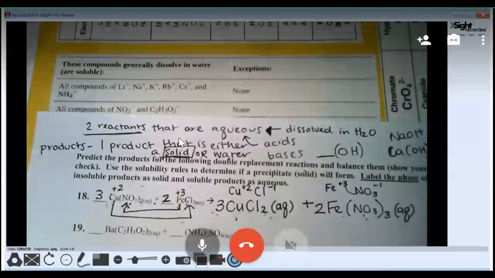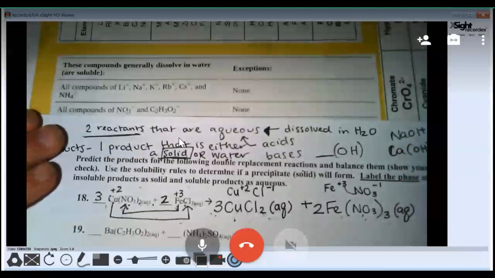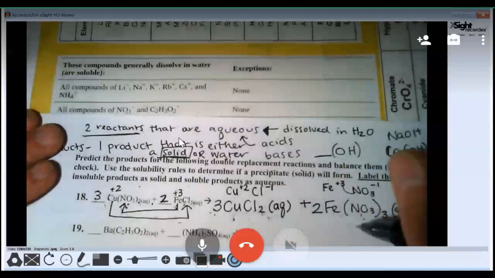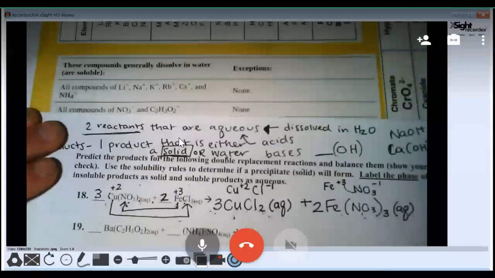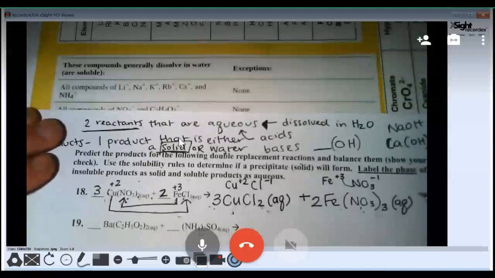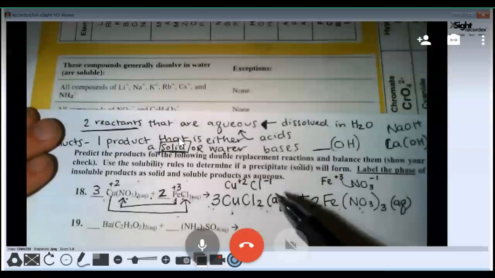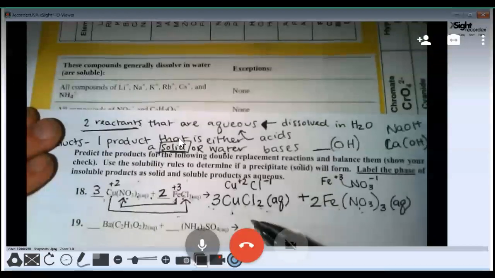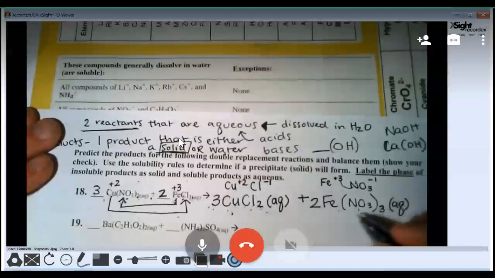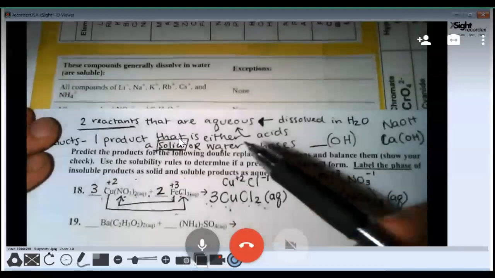Okay, so aqueous does not mean that a product is water. Aqueous means that something's dissolved in water. We have to have a product that is H2O. Does that make sense? I think that might be the point of confusion there. So here we have an aqueous solution of copper chloride, meaning that copper chloride is dissolved in water, but we don't have a product that is H2O. So it doesn't meet the requirement of water.